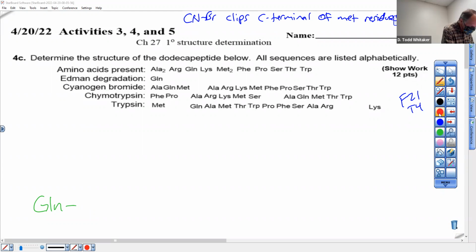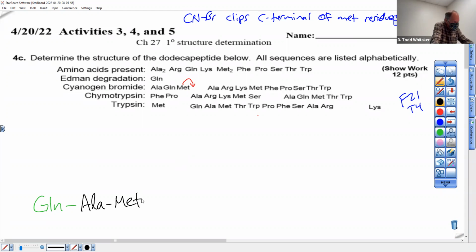From our new information that I just told you, this looks silly. It's already listed at the end, but that's only because it's alphabetical. It's really at the end in terms of the sequence, because this sentence says so. Cyanogen bromide clips the C-terminal of Met residues. So we're going to go Gln, Ala, Met. I got 3 points. I'm only grading the sequence at the end. That's all I'm grading.